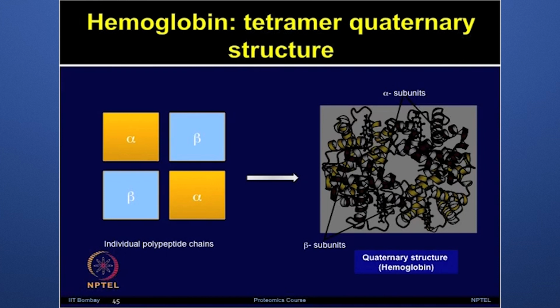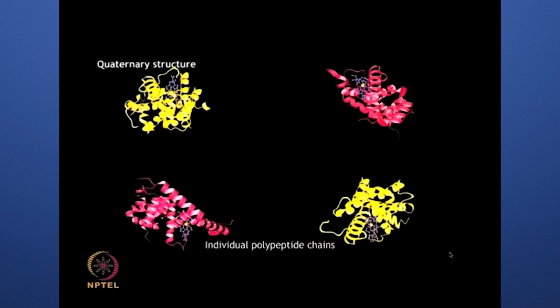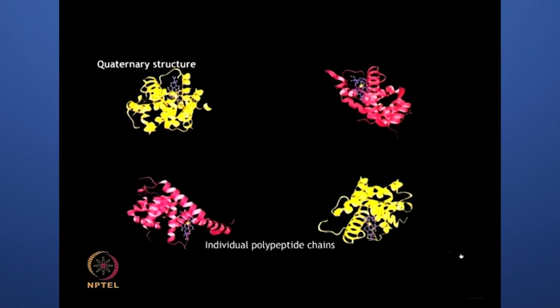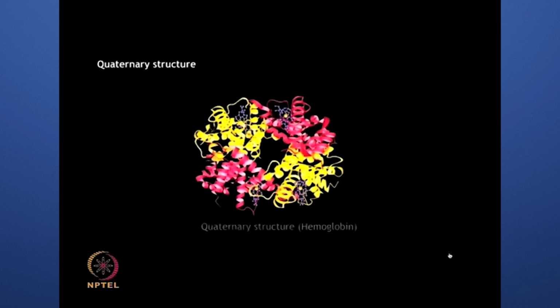So, let us look at hemoglobin, the tetramer quaternary structure. It has 2 alpha subunits and 2 beta subunits. The individual polypeptide chains come together and form the quaternary structure. Properties of quaternary structures, some details about hemoglobin, and a comparison of myoglobin and hemoglobin will be discussed with the following animation. Different subunits or polypeptide chains interact with one another and are held together by means of ionic, electrostatic, van der Waals, etc. interactions. Such multi-subunit proteins have a quaternary structure, which is the final level of protein structure.